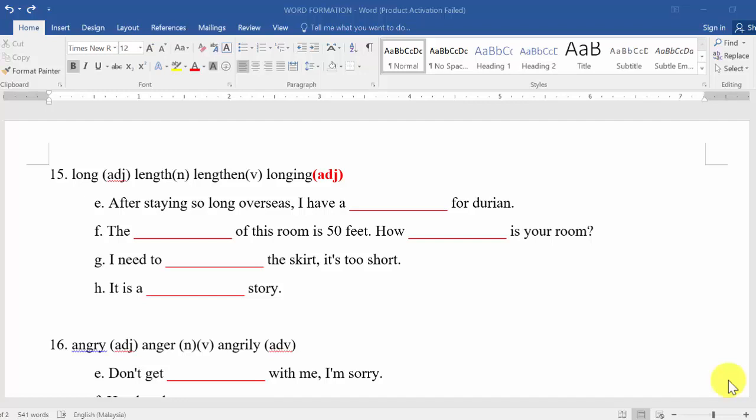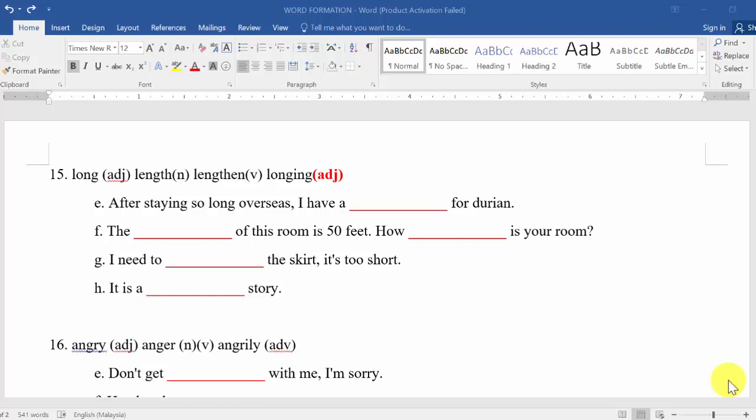Hi everyone, I believe that you have completed your exercise in your common exercises, am I right? So now please take out your common exercises, flip to page 12 and look at the word formation exercise. Okay, we'll discuss the answer together.